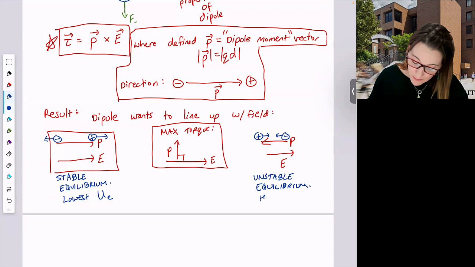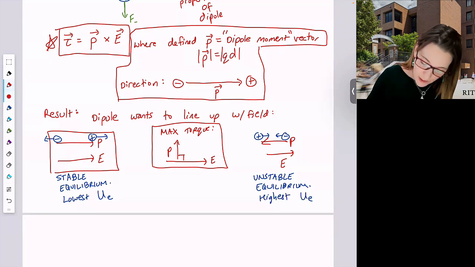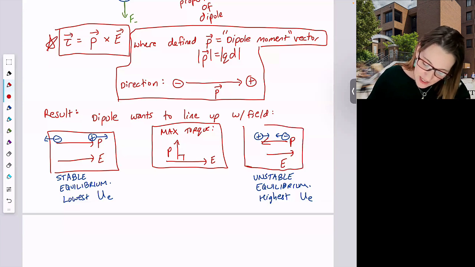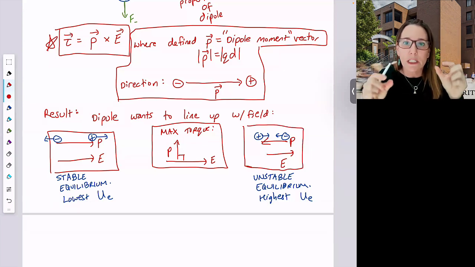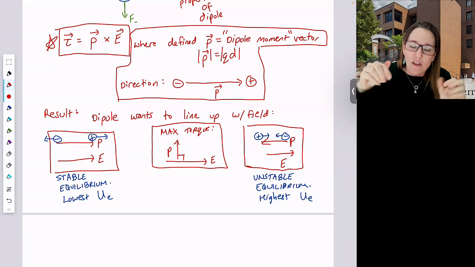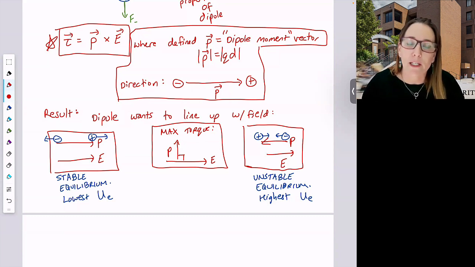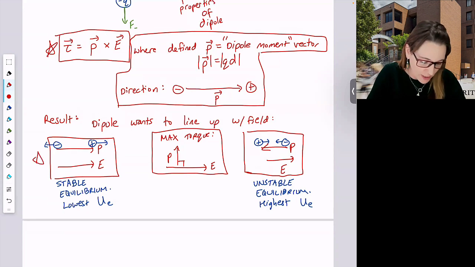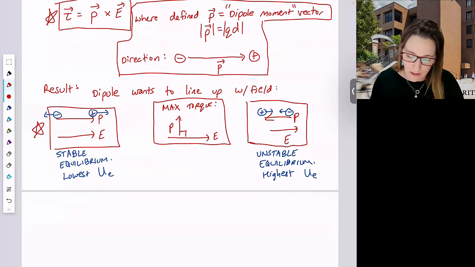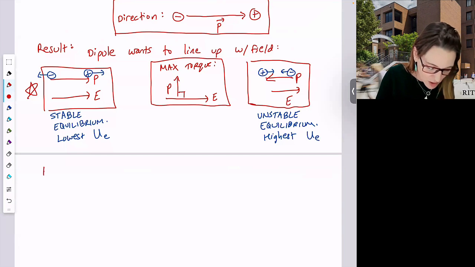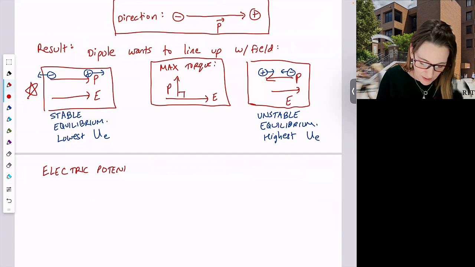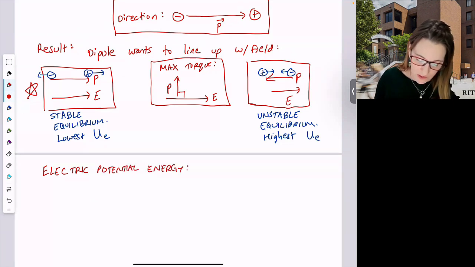And that is actually going to be my highest potential energy state, because if I deviate, and if you imagine pushing and twisting this at all from that state, then those forces are just going to flip it all the way around to come back to its desired state where P lines up with E. And so we can talk about the electric potential energy that's associated with the dipole in this field.